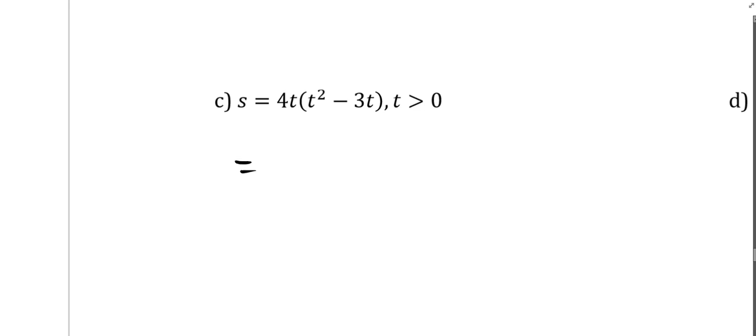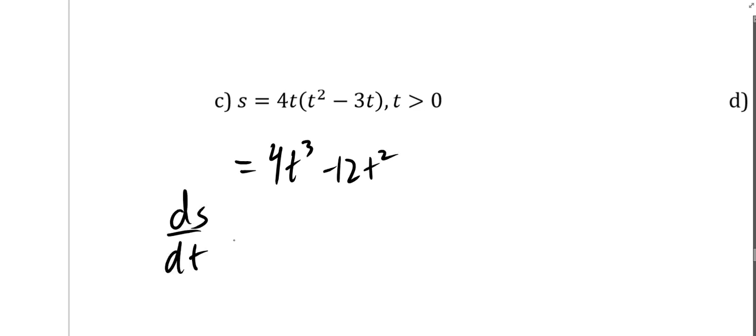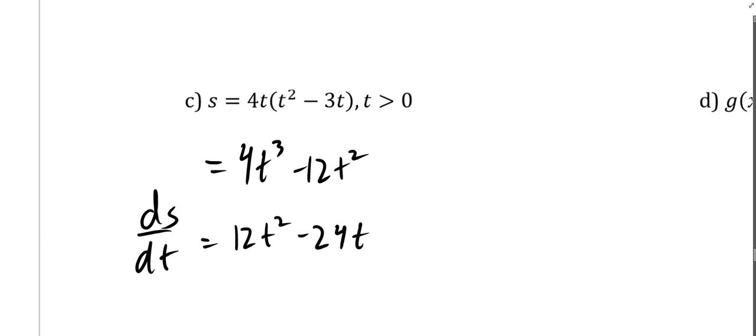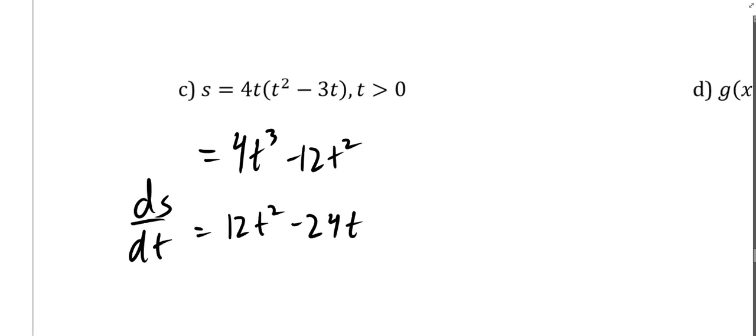So let's expand first. 4t cubed minus 12t squared. Now this is something that I can differentiate. 4 times 3 is 12. Reduce the exponent. 2 times 12 is 24, so minus 24t. We all right? Yes?